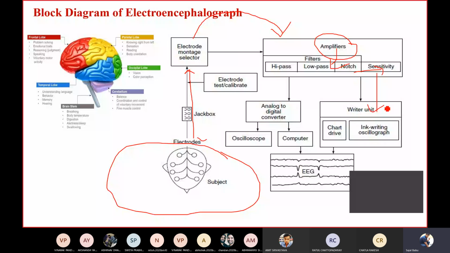Okay, and then if your machine is a digital type, then these two are not required. From the filter, the signal directly goes into an analog to digital converter. The analog to digital converter is going to convert the analog signal into digital type, and then the digital signal may be transferred to a computer, which will store the data in a hard disk. Along with that, it will display on a monitor, or you can directly display it on an oscilloscope. Okay, so this is about the complete EEG block diagram.